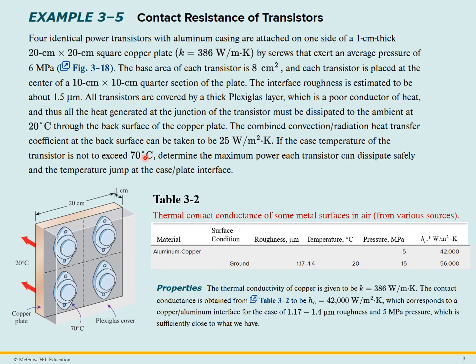One thing he didn't tell us was the hc value, but we can look in table 3.2. He says it's copper and aluminum, and he also gives us the pressure. The pressure is important because we need to know which hc value to choose. In the table, we don't have one exactly for 6 million pascals, but we have one for 5 million pascals, which is pretty close. So we're going to use the 42,000 value.